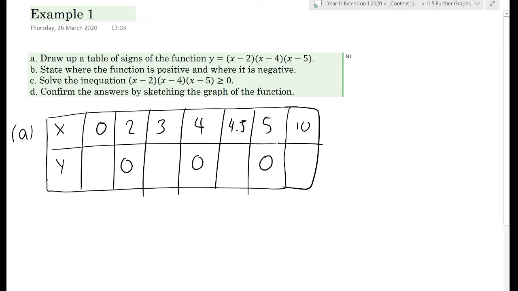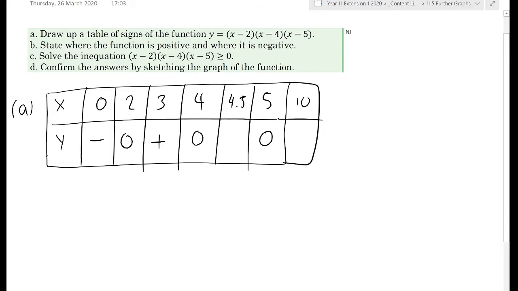Okay, so if I substitute 0 into this, I get 0 minus 2 times 0 minus 4 times 0 minus 5. So 3 negatives multiplied by each other. So it's going to give me a negative answer. So my answer there is negative. So my sign left of 2 is negative. Now for 3, putting 3 in, we get 3 minus 2, which is 1, 3 minus 4, which is -1, and 3 minus 5, which is -2. So 2 negatives and a positive, multiply them together, it gives me a positive.